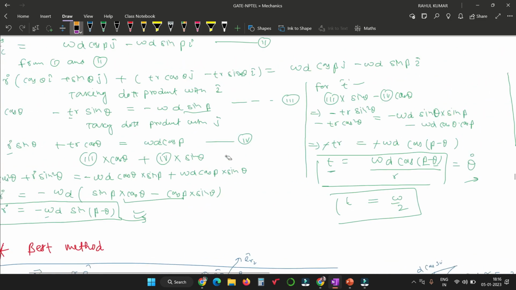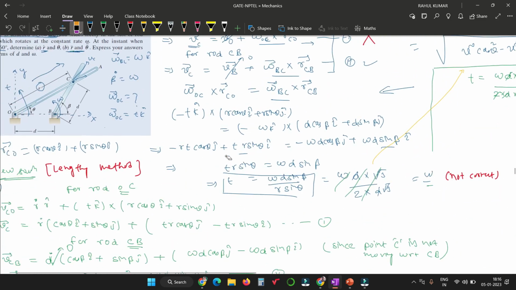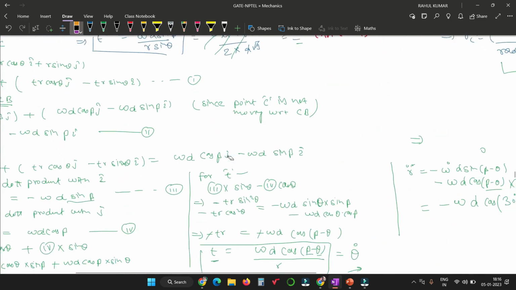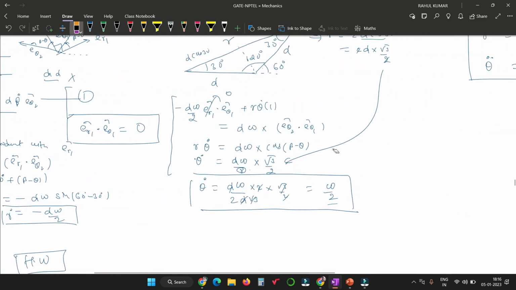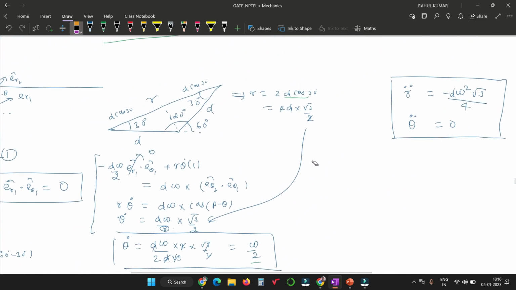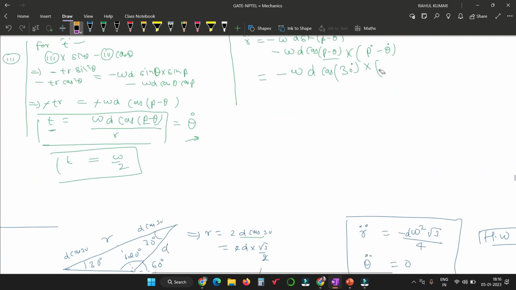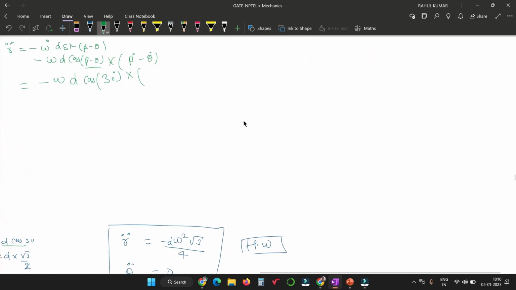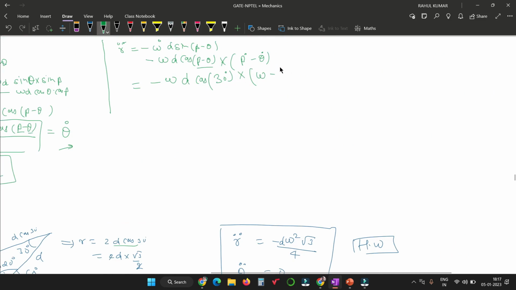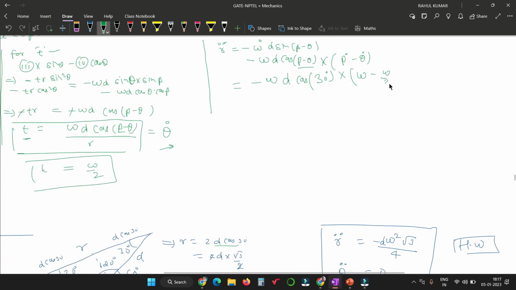What is beta dot here? Beta dot is simply omega, right? And theta dot we are getting as omega by 2. So that will become omega by 2, that is omega square by 2 into d, and cos 30 means root 3 by 2. So simply omega square d root 3 by 4.